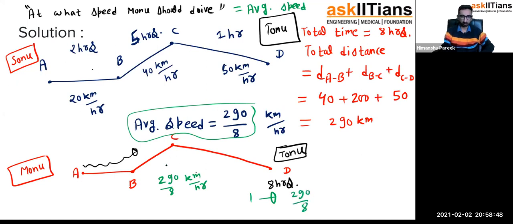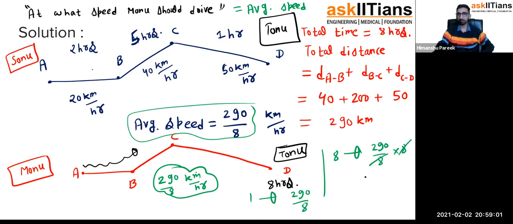See, that's it. The speed is given. In 1 hour, you travel 290 by 8 kilometers. So in 8 hours, how much will you cover? 290 by 8 multiplied by 8. The answer is 290 kilometers. So exactly the same distance Monu would also be covering. Sonu is going with different speeds, but Monu is going with a single speed, and he is also reaching the same place, Tonu's place.